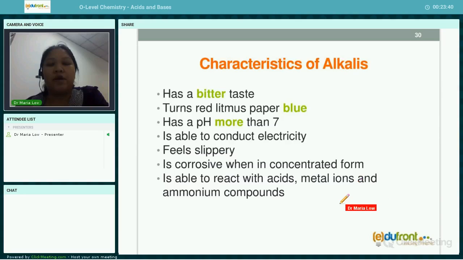The pH value of alkalis are all more than 7, and they are able to conduct electricity because they have free mobile ions in the solution. One characteristic of alkalis is that they always feel slippery when you touch the aqueous solution, which is a distinct feeling that you have when you touch your soap. However, alkalis are corrosive when they are in concentrated form, and alkalis are capable of reacting with acids, your metal ions, and your ammonium compounds.